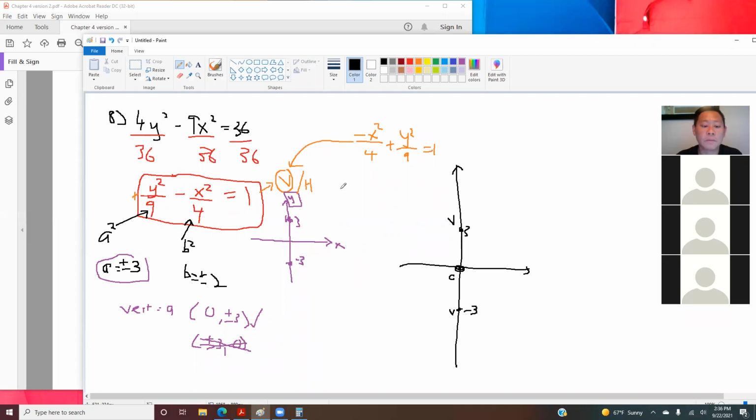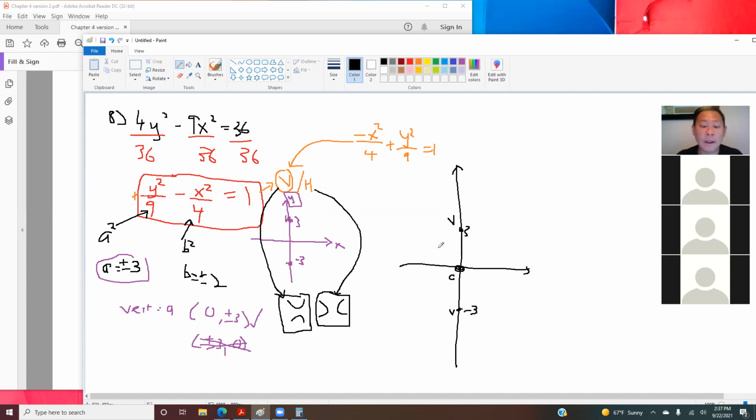Is it open upward, downward, or sideways? Which one? Look at your vertex. The vertex will tell you. Anyone? Which one does this look like, A or B? Upward, downward. Yep, because your vertices are on the y-axis. So for any vertical one, your hyperbola opens upward and downward. For the horizontal one, it opens sideways.